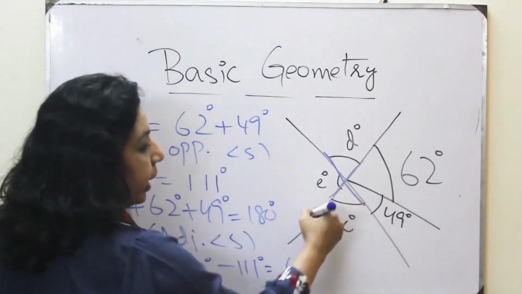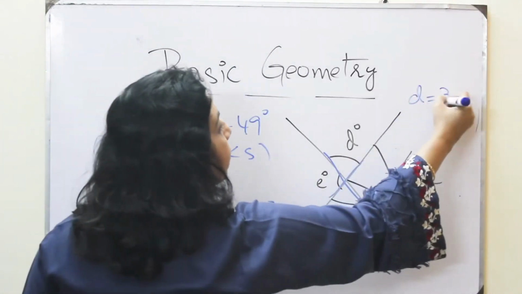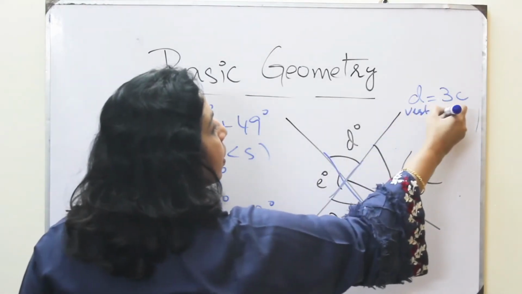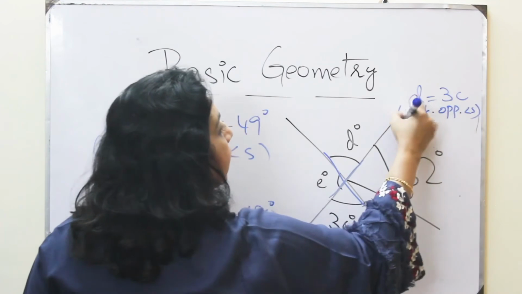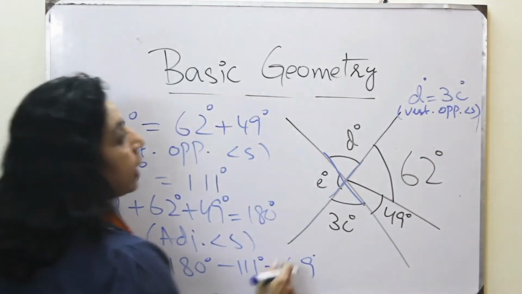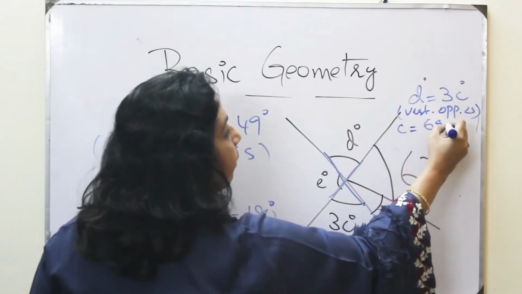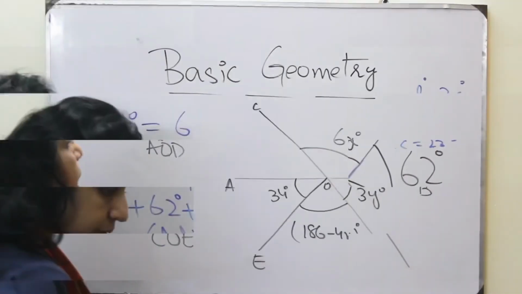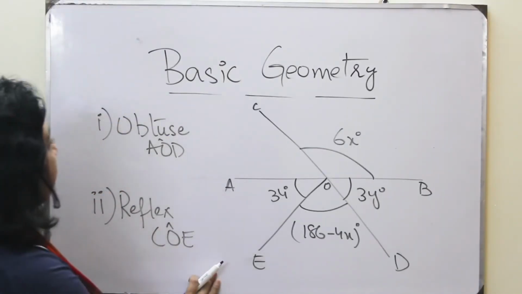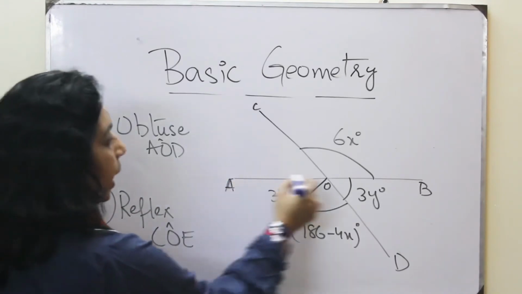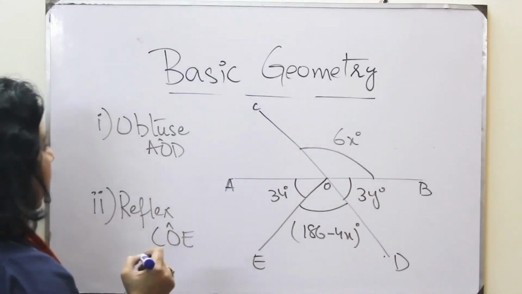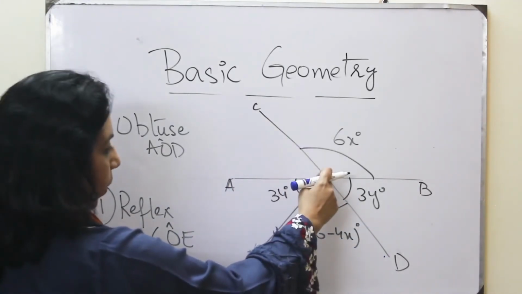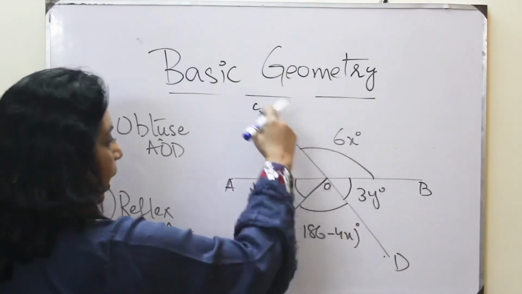Now we can easily take D equals 3C. Reason again, D is vertically opposite to 3C, and if D is 69, we can divide 69 by 3 to have C, and our C will be 23 degrees. The last question for today, we have to find obtuse AOD, this angle, and we have to find reflex COE. Reflex COE means this area other than COE.